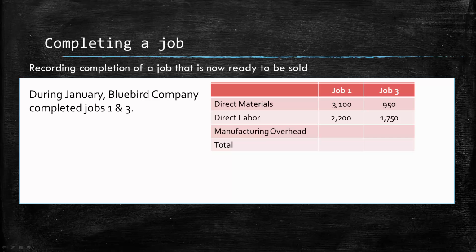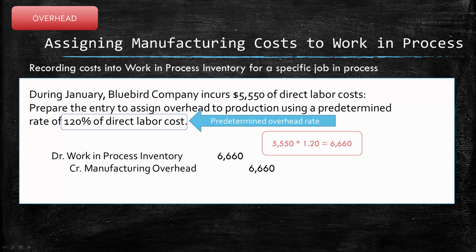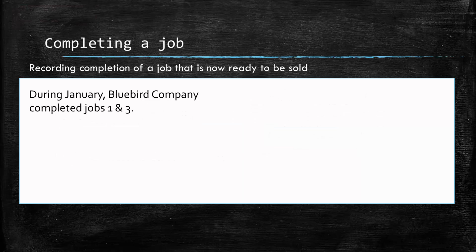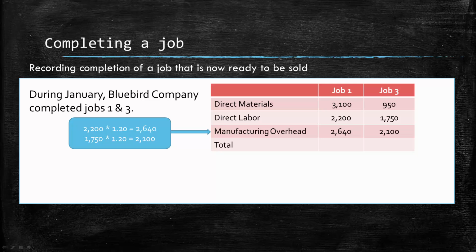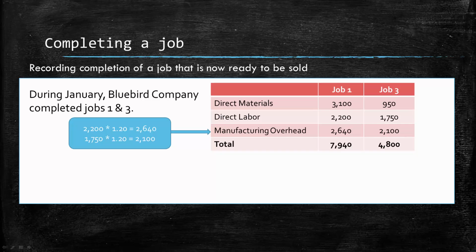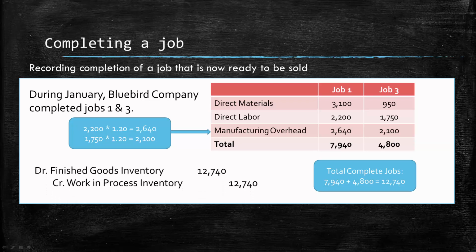Next, we need to do our overhead. So if we flash back to overhead, at that point we learned that our rate was 120% of direct labor costs. And so in order to figure out our labor costs for each specific job, we need to go back to our table, take our labor costs for each job, multiply them by our rate of 120%, and so now we can determine the overhead that would relate specifically to job number 1 and job number 3. And then we can add those up and find that the total cost of our job 1 and job 3 together add up to $12,740.